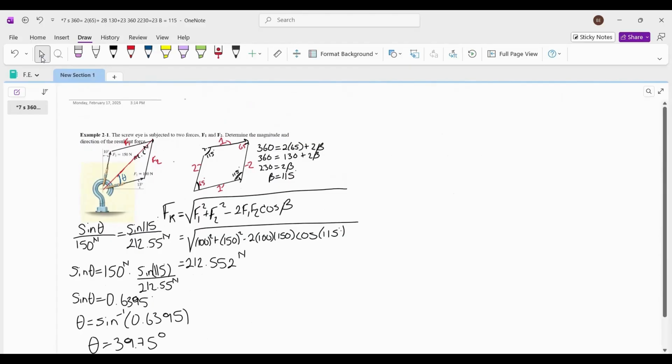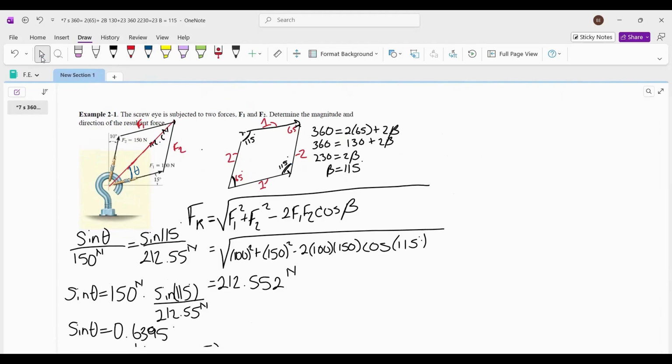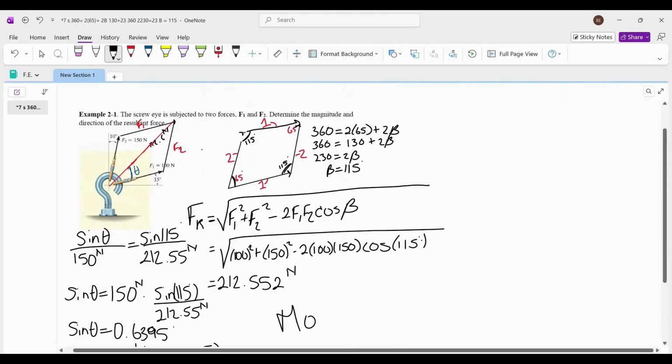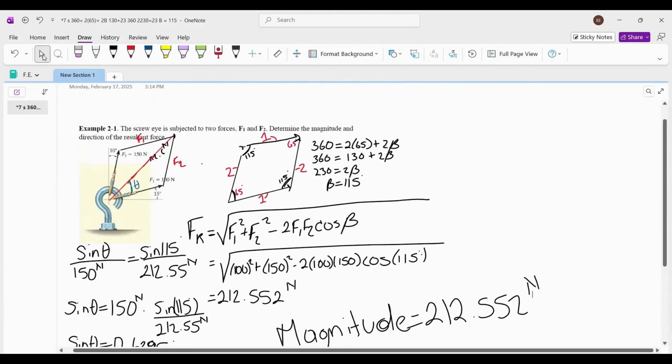So with that, we determined the magnitude and the direction of the resulting force. So again, the magnitude was 212.552 newtons, and then the direction.